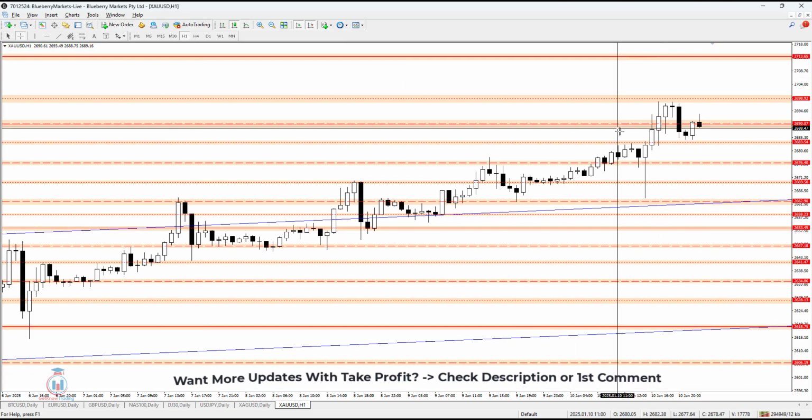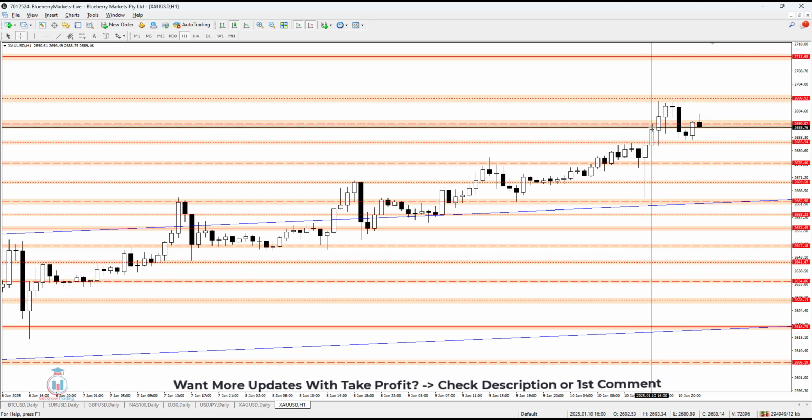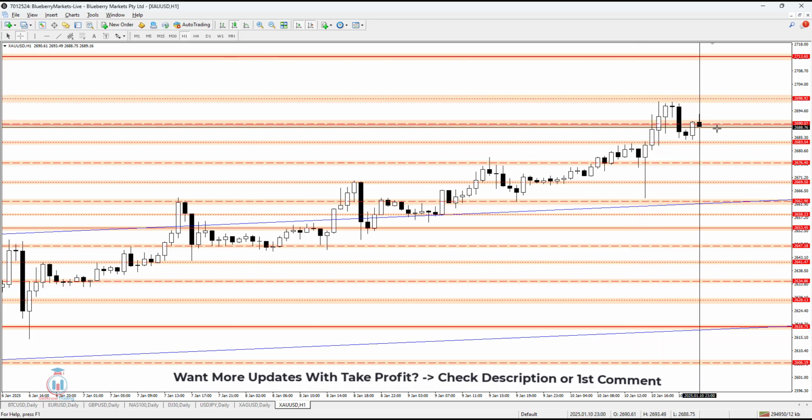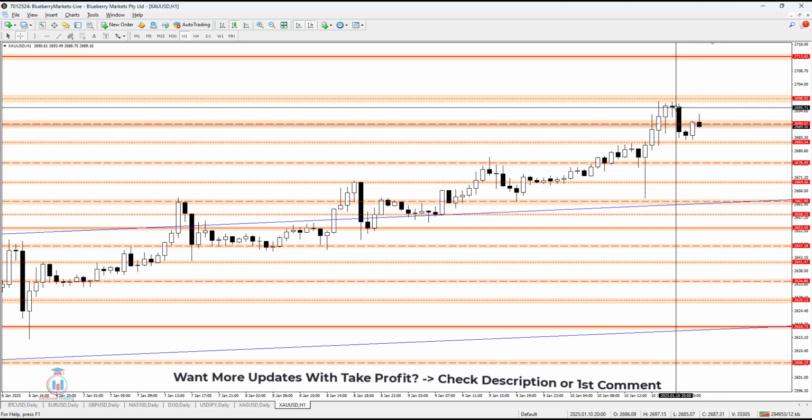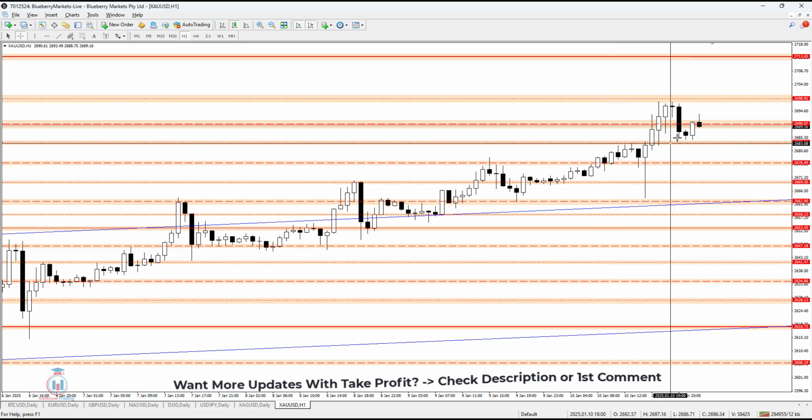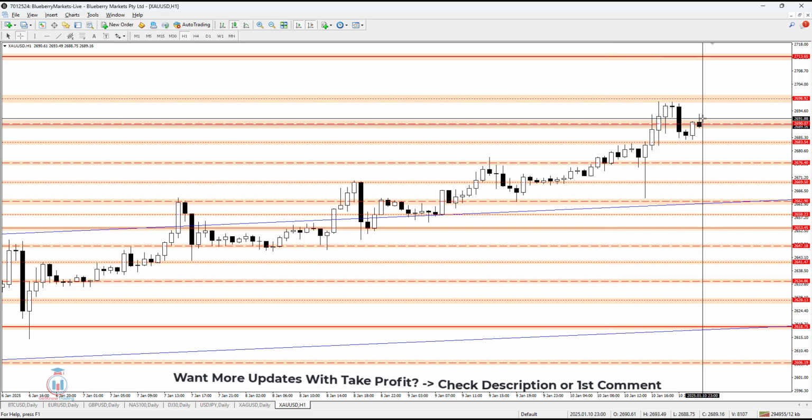Now you can see that these resistance and support levels are very important on the lower time frames, like the 4-hour time frame and 1-hour time frame, and this is shared inside the premium analysis with the traders, so they are informed on time when the breakout happens and also where the next target is.